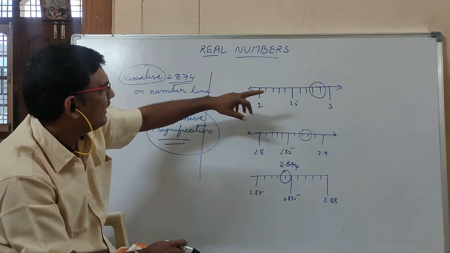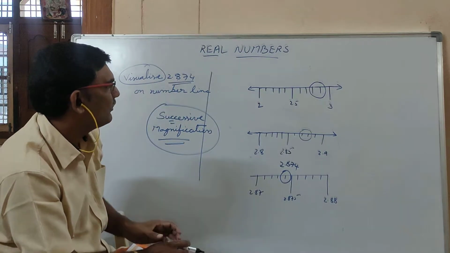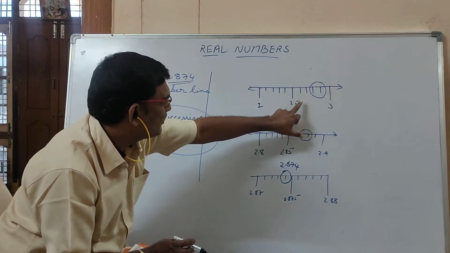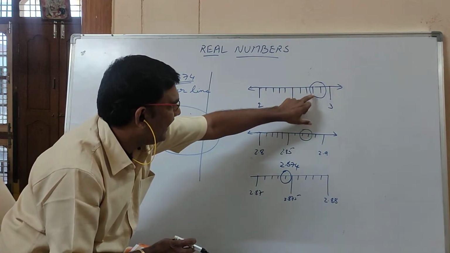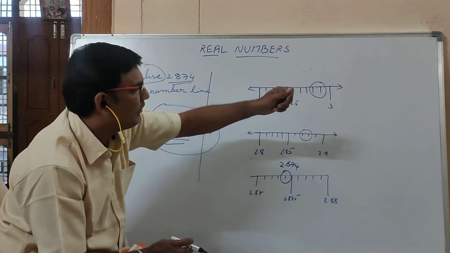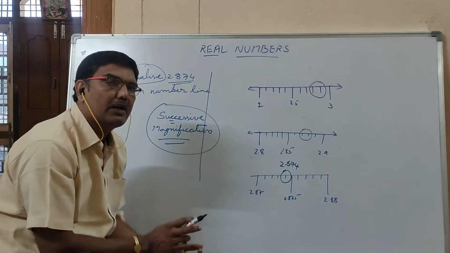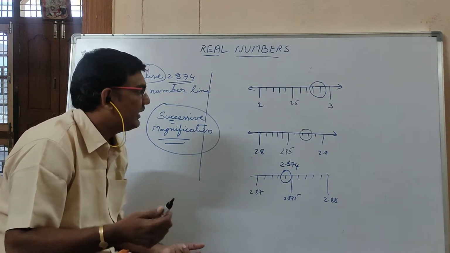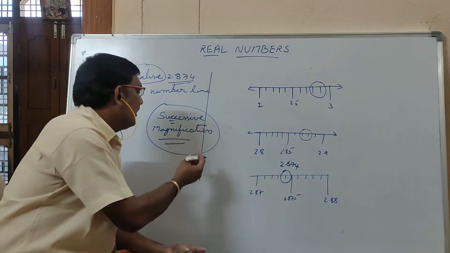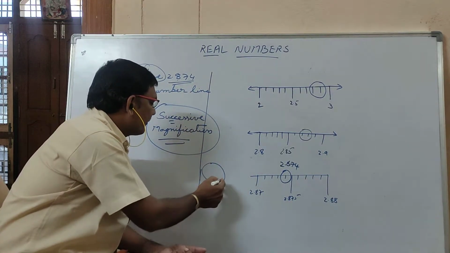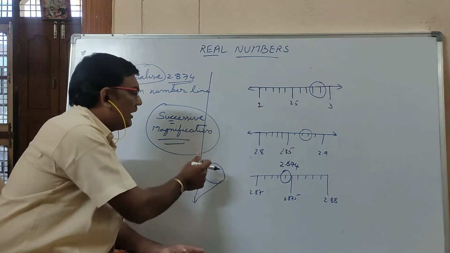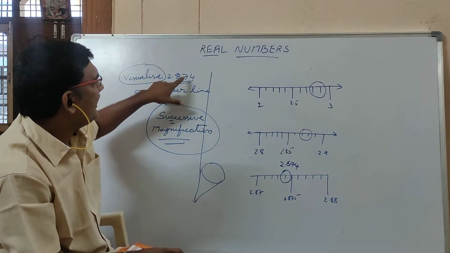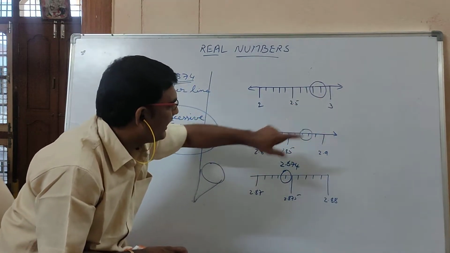So here between 2 and 3 is 2.874. That again lies between 2.8 and 2.9. Here we use a magnifying lens. You already know about magnification in physics, in the light chapter maybe. Magnification means using a lens. In your textbook they will give it like this, and these two will be enlarged. So 2.874 lies between 2.8 and 2.9.